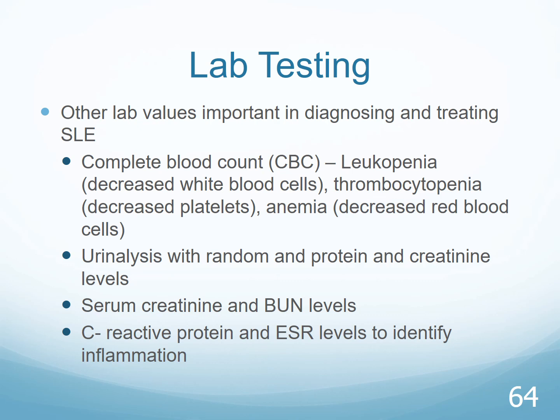So lab testing, what are we going to do? There are other lab values that are important in diagnosing and treating SLE. So the doctor will do a CBC, a complete blood count. Leukopenia may be present. Leukopenia is a decrease in the white blood cells. Thrombocytopenia may be present, which is decreased platelets. And then anemia, which is decreased red blood cells. We are going to do a UA, a urinalysis, with random protein and creatinine levels. So the doctor is going to look at the urine. We're going to look at serum creatinine and BUN levels. So we're looking at kidney function. And then again, we are looking at the C-reactive protein and the ESR levels to identify inflammation.